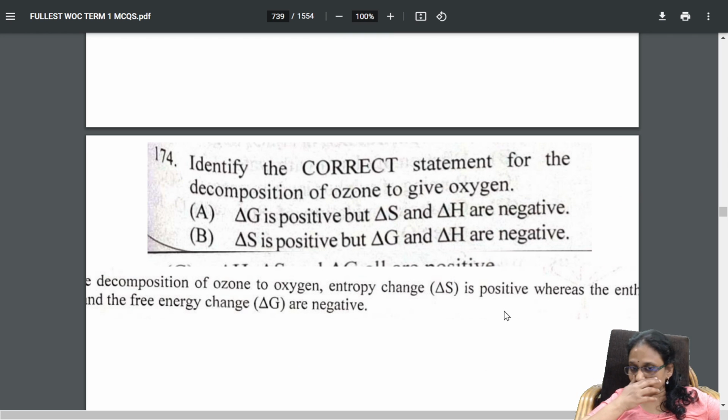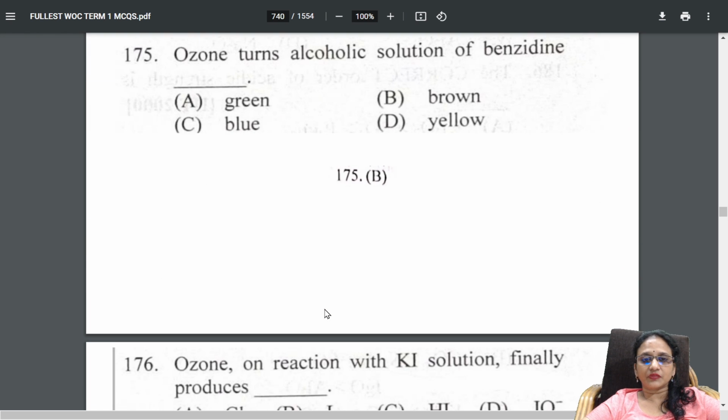Why it is thermodynamically unstable? So this option got mixed up. Identify the correct statement. So correct statement is given below. Here you can remember this. Next, ozone turns alcoholic solution of benzene into which color?